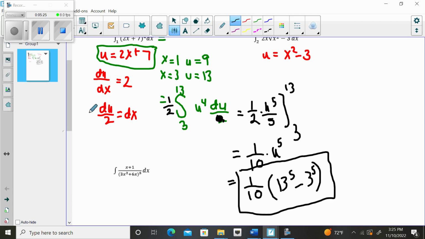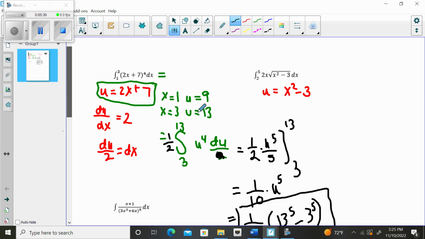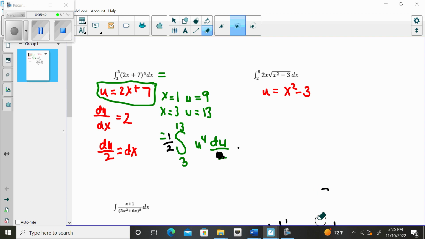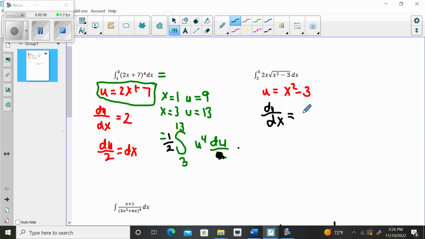Okay, so moving up to the other one that I started, I'm going to have to erase some of this. So hopefully you got all that. All right, so U was x squared minus 3. So du dx is 2x. All right, and we should be getting to the point where we're good at recognizing when things are going to cancel the way we need them to.